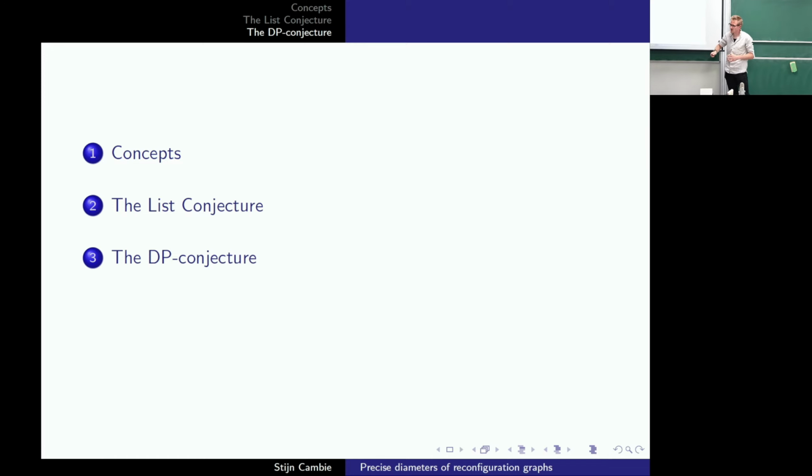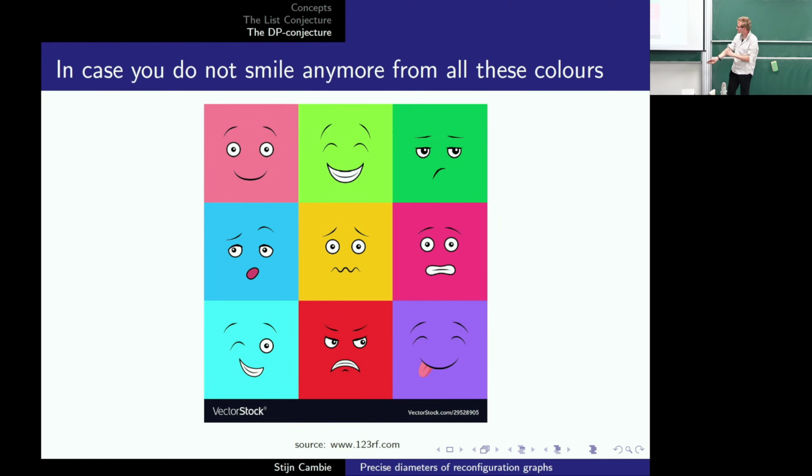So this was one conjecture. And while thinking about the list conjecture, we were also thinking about a generalization of list coloring. Does everyone know about TP coloring or correspondence coloring? No? Luckily, otherwise I would have prepared 10 other slides, which are not necessary.